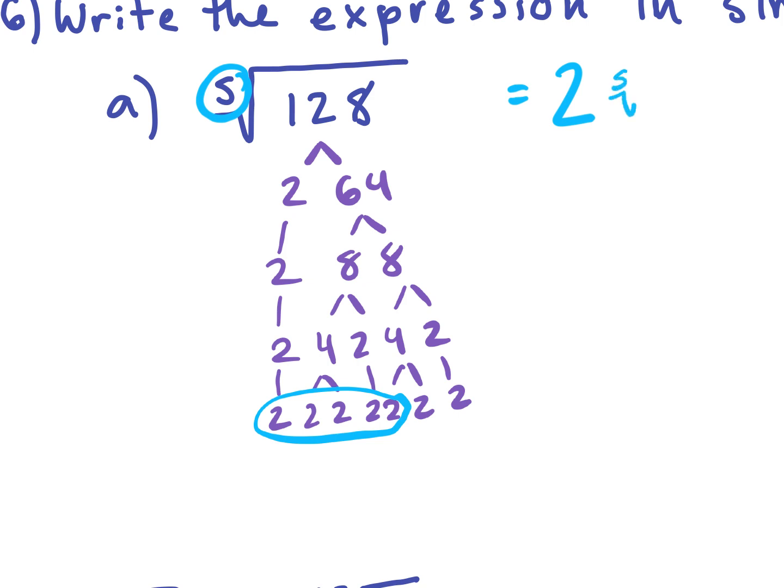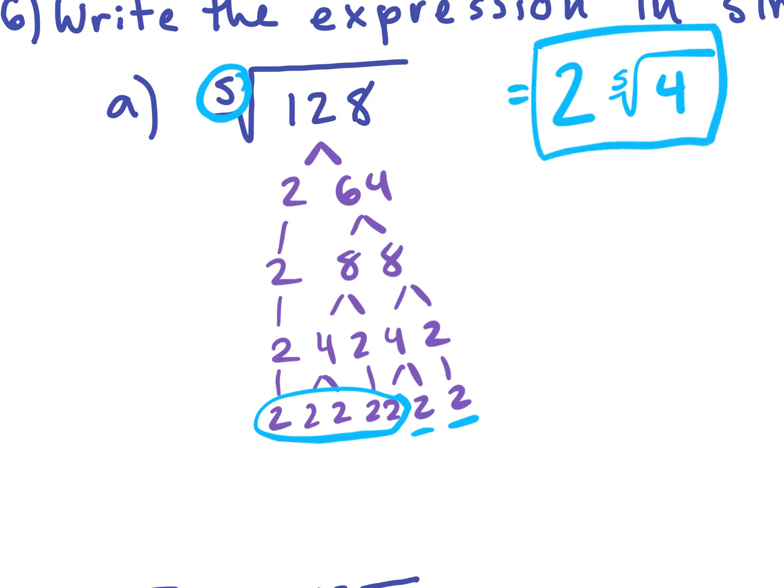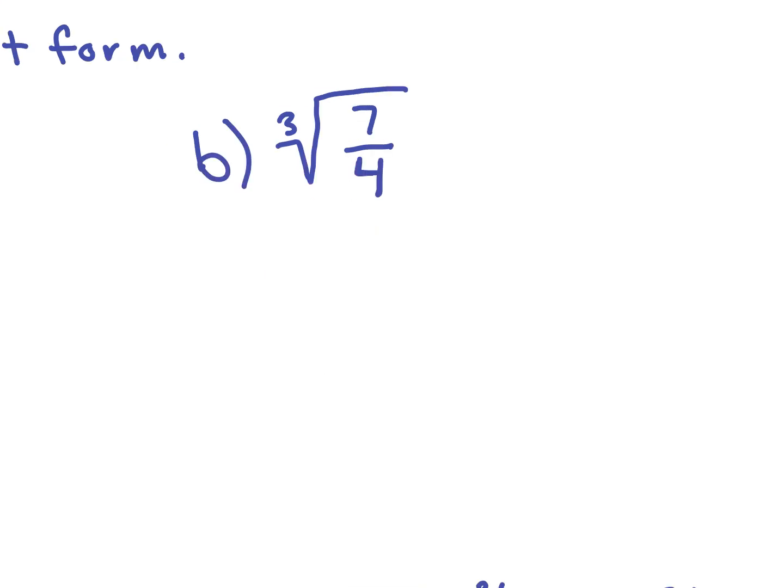The 5th root. Whatever your index is, it has to be the same one in your answer. And then I have 2 2s left on the inside. So what do I do to them? Multiply. So 2 times the 5th root of 4. So if you have a 5th root in your question, it's got to be a 5th root in the answer too.